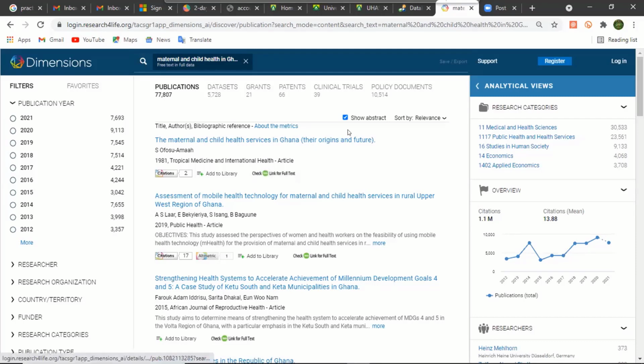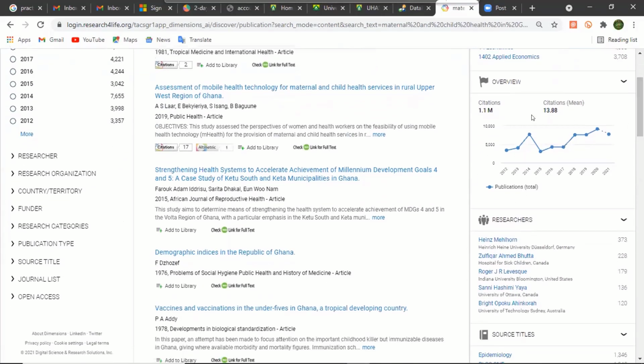Now, that is just the search topic that I used. But what if I want to view the analytics on this topic? You can see in the right pane here, analytical views. So there are several views on this topic. If I scroll down, I see first, it has research categories. So we have medical and health sciences, public health, and all of that, studies in humanity or human society. Then we have the overview. The overview is where this graph is telling me that, well, over this period, 2012 to 2021, is how it's looking.